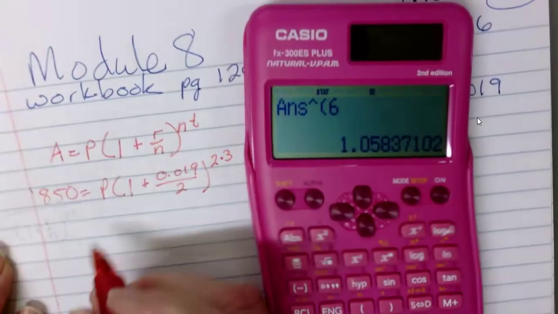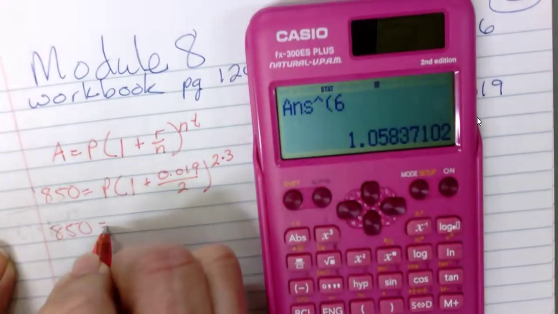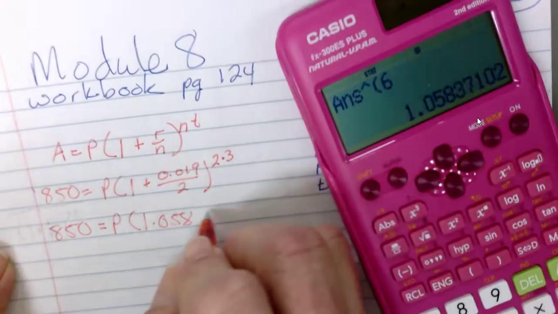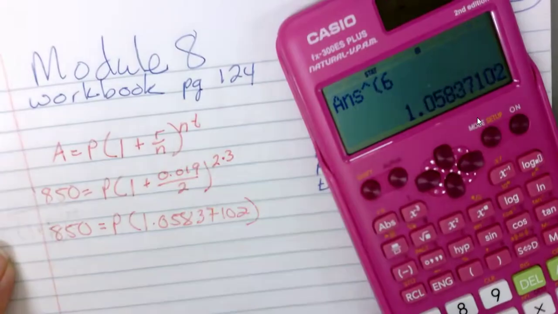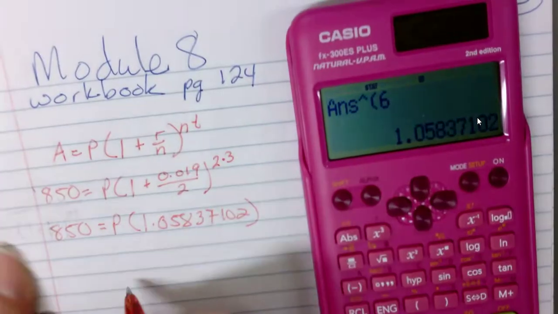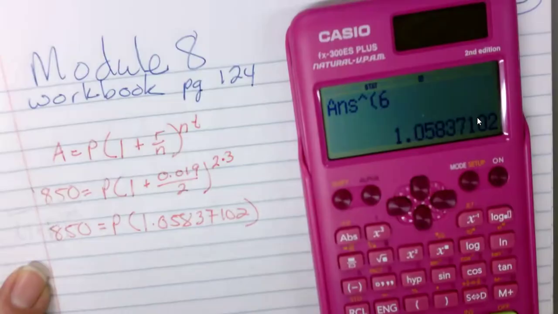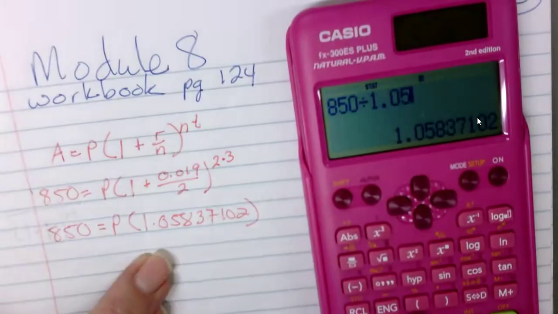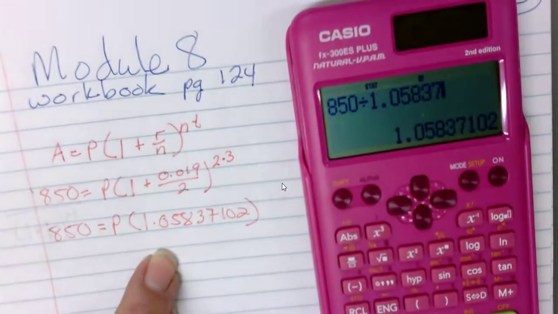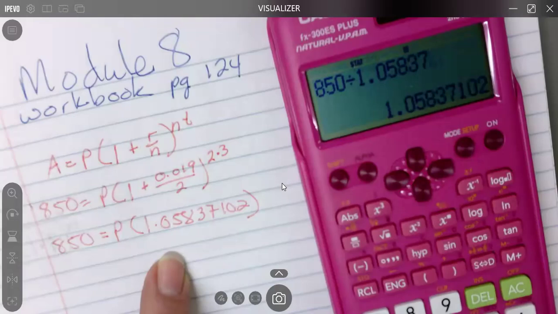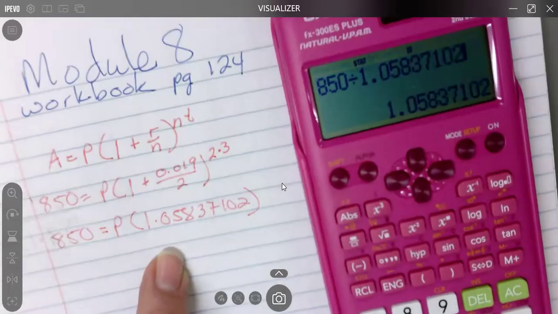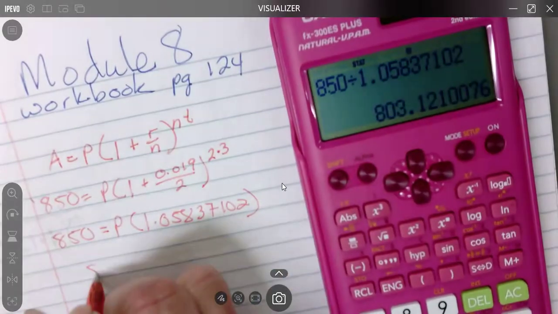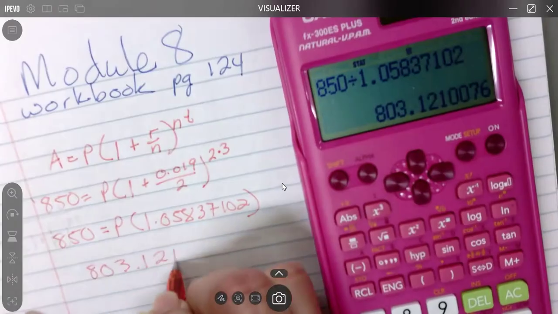So I get 850 equals P times 1.05837102. And now I have to divide both sides by that. I'm not going to write it out, I'm just going to do it. So 850 divided by 1.05837102 equals, and it gives us 803.1210076.